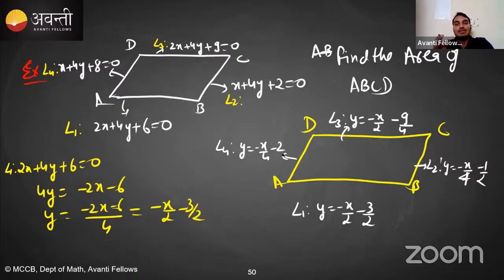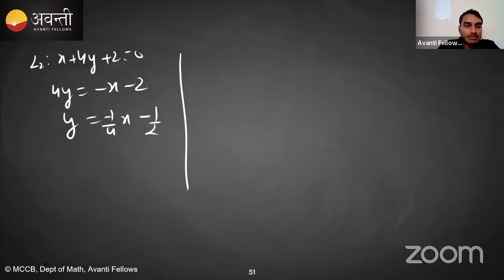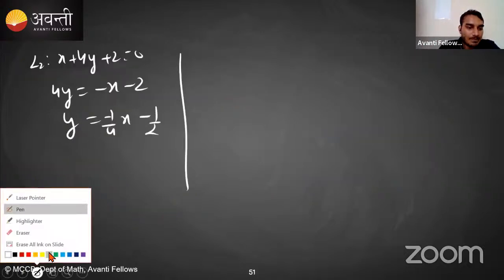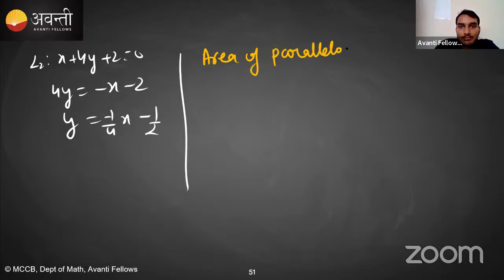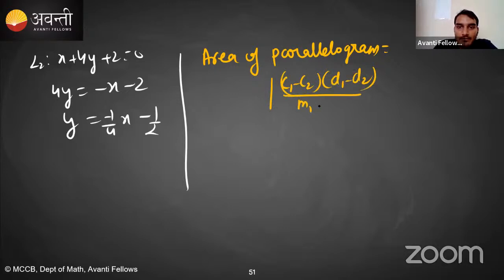So now you have written all the 4 lines in the form of y is equal to mx plus c. So now what is the area? Area of parallelogram is nothing but modulus of (c1 minus c2) into (d1 minus d2) upon (m1 minus m2).